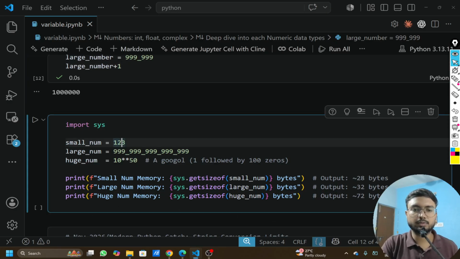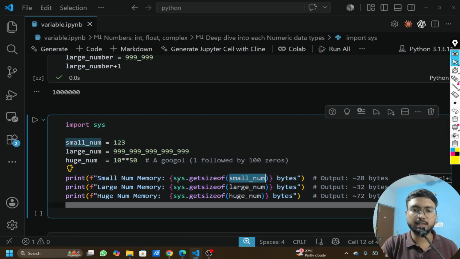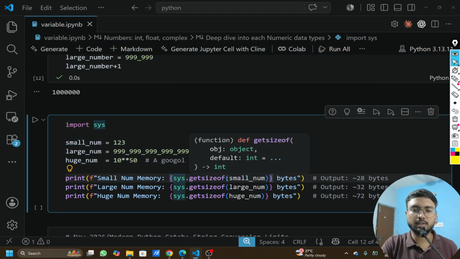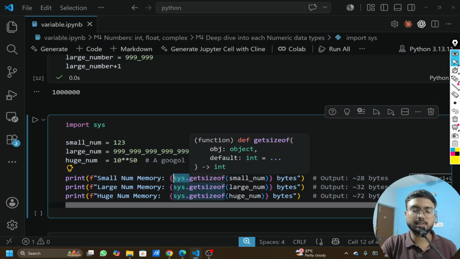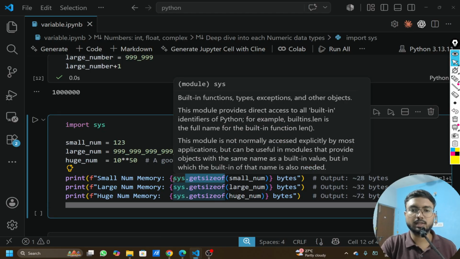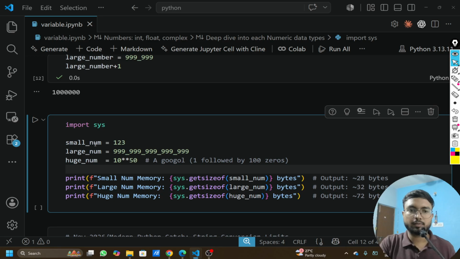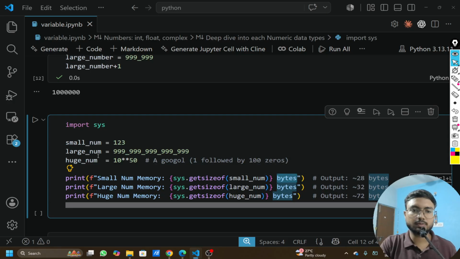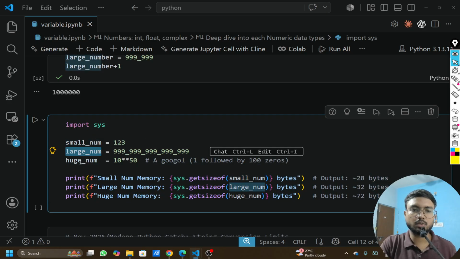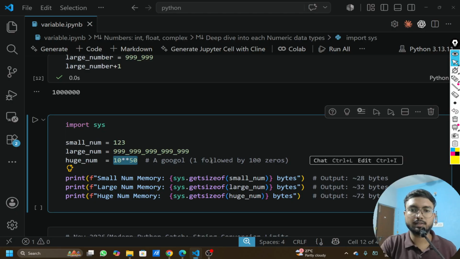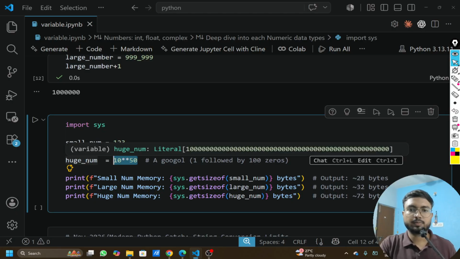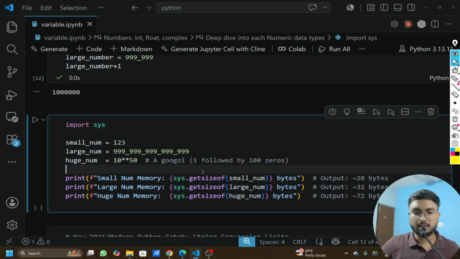If my value is just 123, very small, then the data storage, which we check here using sys.getsizeof, you don't need to understand this in depth. If you're interested, you can go for it for sure. But this is nothing but a calculation of the memory occupied by this particular variable in bytes. So let's try to compute this for a small number, then a large number, and then a huge number, which is like 10 to the power 50, which is like 1 followed by 100 zeros. Let's try to run and see the memory size.